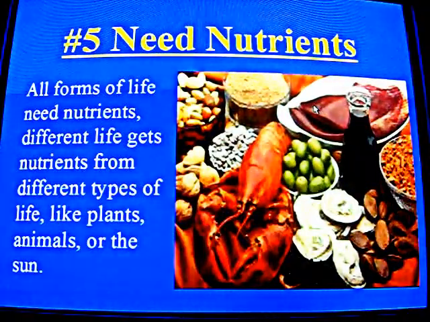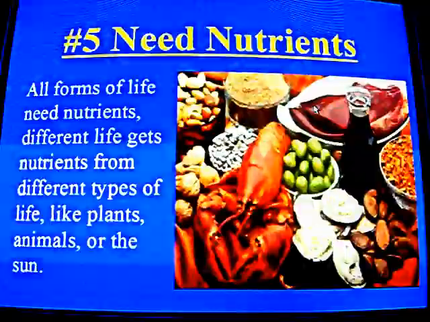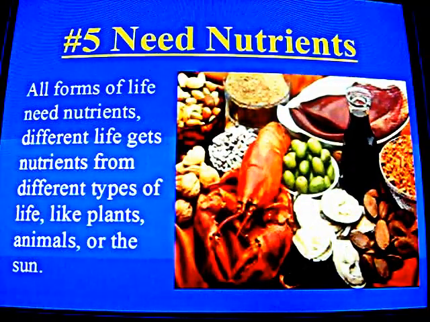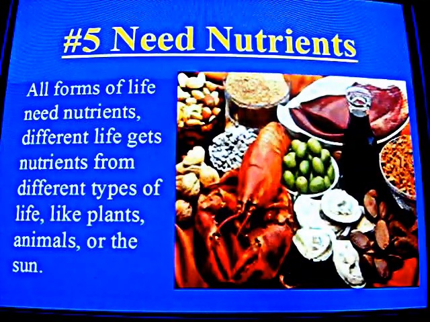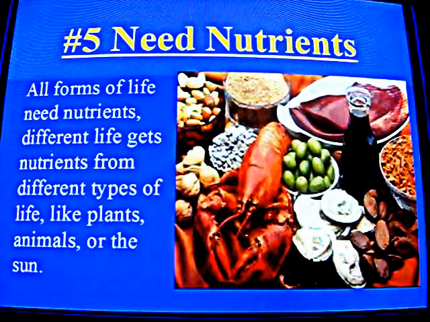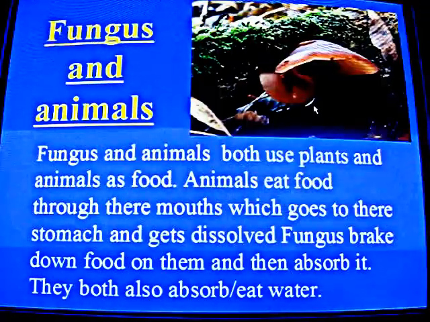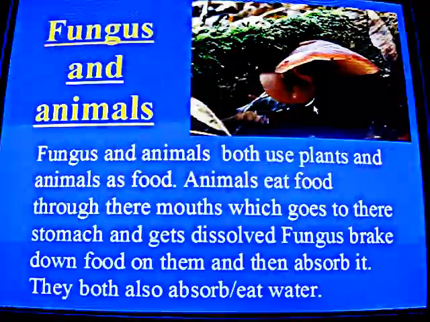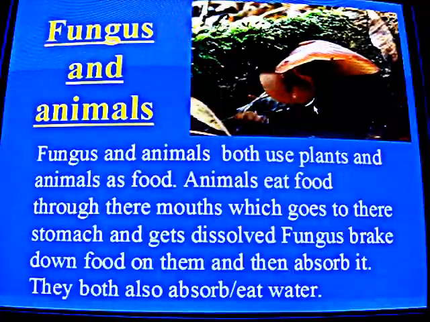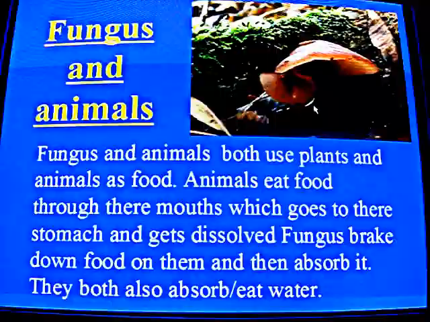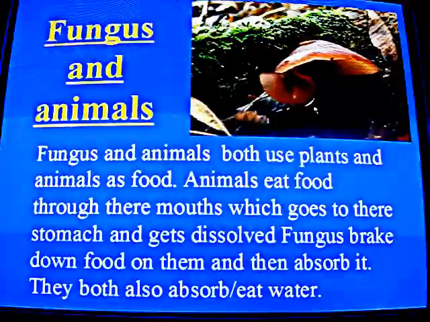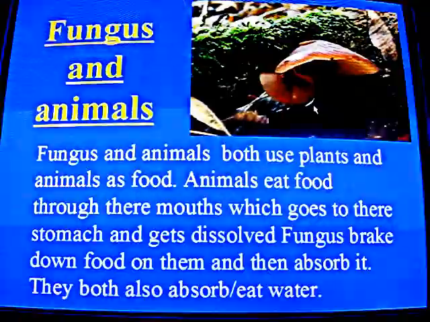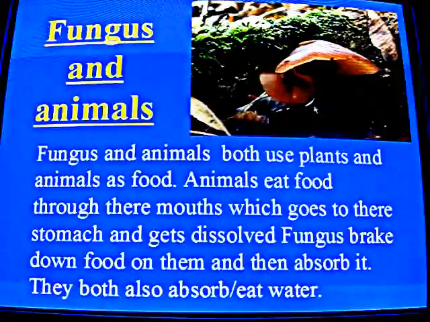All forms of life need nutrients, which is the fifth characteristic of life. Different life gets nutrients from different types of life, like plants, animals, or the sun. Fungus and animals both use plants and animals as food. Animals eat food through their mouths, which goes to their stomach and gets dissolved. Fungus break down food on them and then absorb it. They both absorb water.